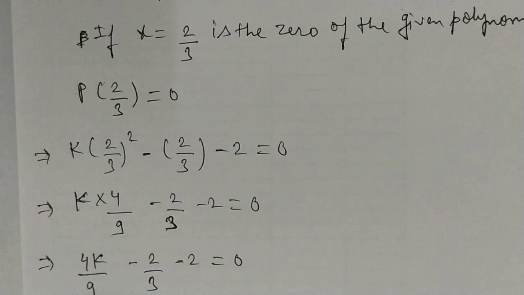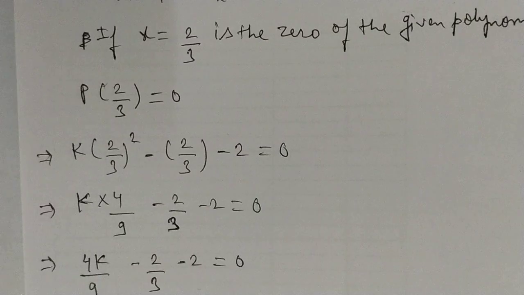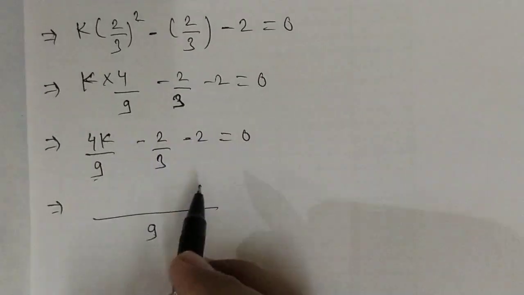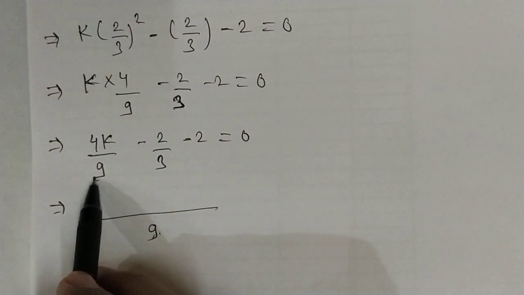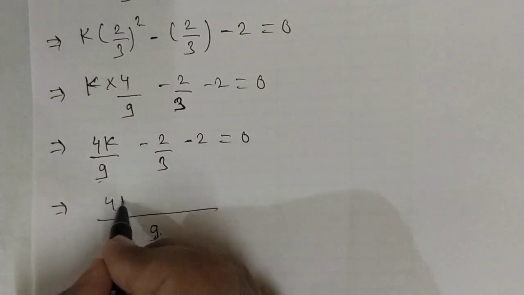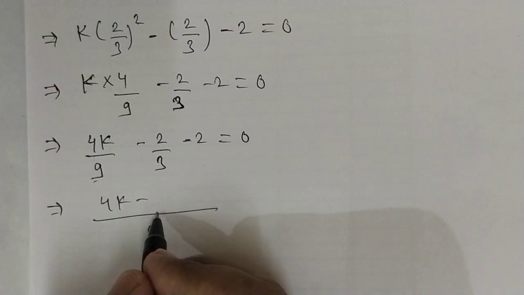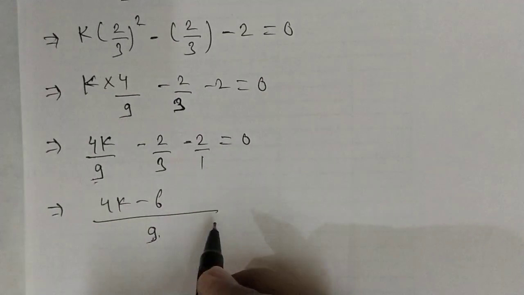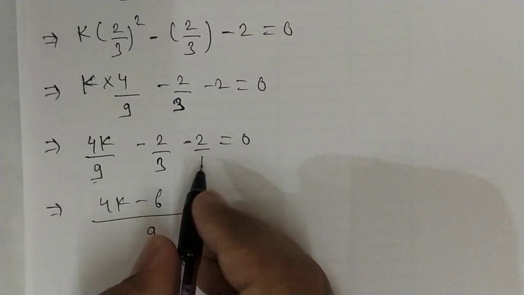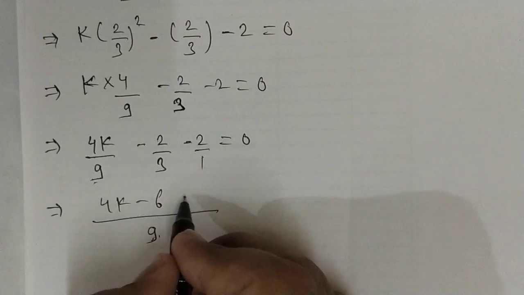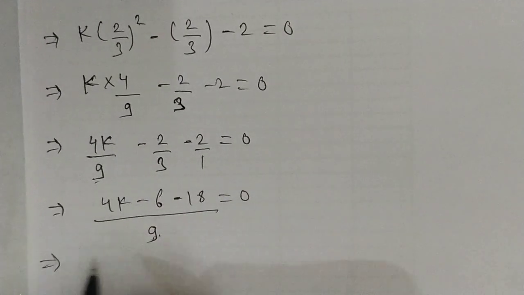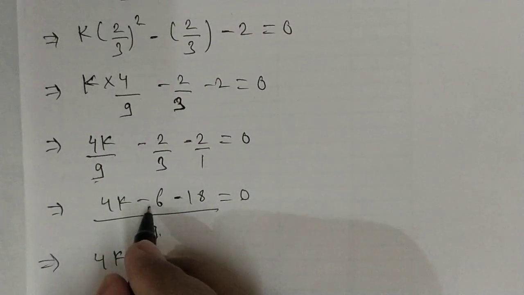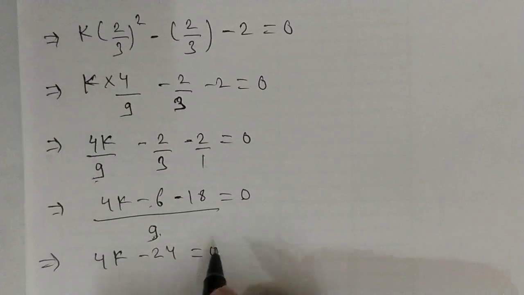Now take the LCM. The LCM will be 9. 9 divided by 9 is 1. Clear? 1 into 4k is 4k. 9 divided by 3 is 3, so 3 into 2 is 6. Where nothing is written, 1 is there, so 9 divided by 1 will be 9. Clear? So 9 into 2 is minus 18. In the next step, I will multiply 9 with 0, so it is 0. 4k minus 6 minus 18 is equal to 0.